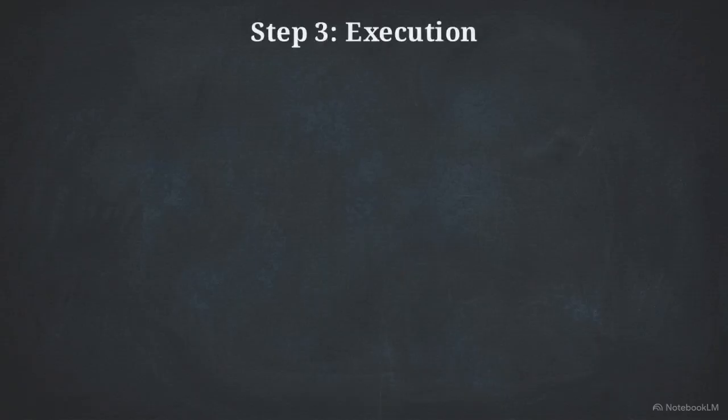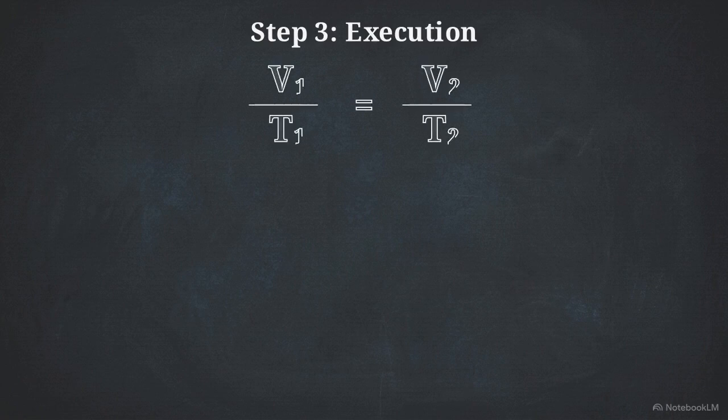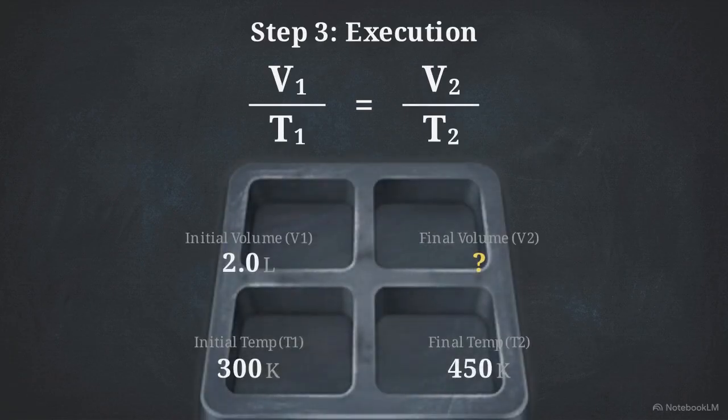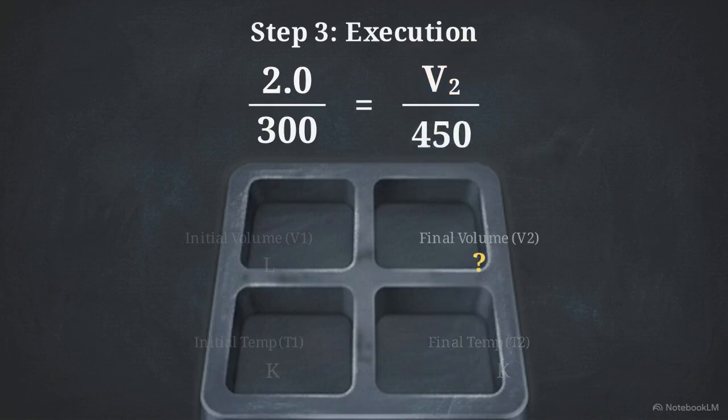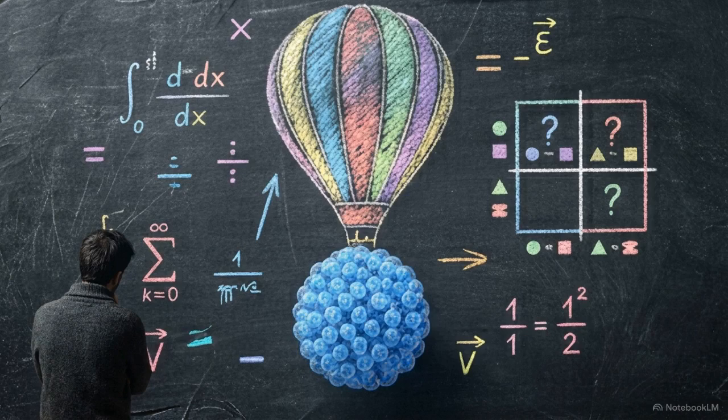Step 3 is execution. The mathematical expression of Charles's law states that V1 divided by T1 equals V2 divided by T2. We take our locked-in grid and substitute the values directly into the formula. That gives us 2.0 over 300 on the left, equal to our unknown V2 over 450 on the right. Double-check your layout here. A common mistake is accidentally swapping a final state variable over to the initial side.